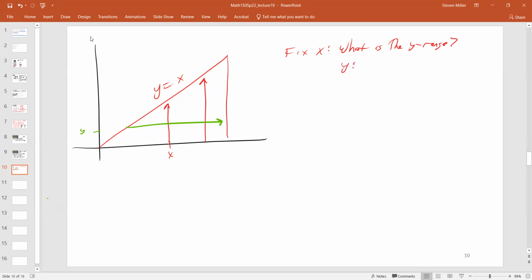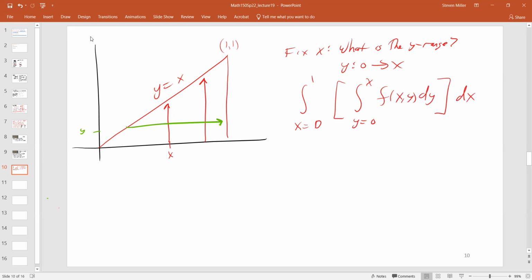So y goes from 0 to x. So if we call this point (1, 1), we'd have the integral where x goes from 0 to 1, and in the integral y goes from 0 to x, f of x, y dy dx. And the reason it would be like this is because we first fixed x. And because we fixed x, it's okay if the y bounds of integration depend on x, because x is just some fixed number at this point. And then we let x vary.